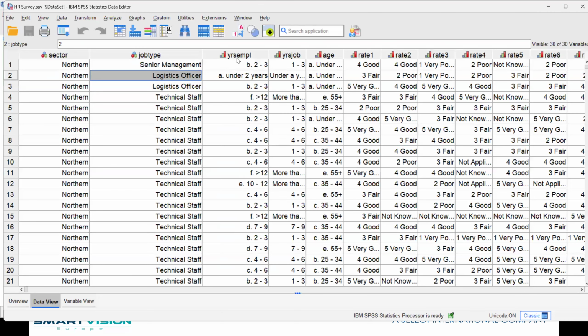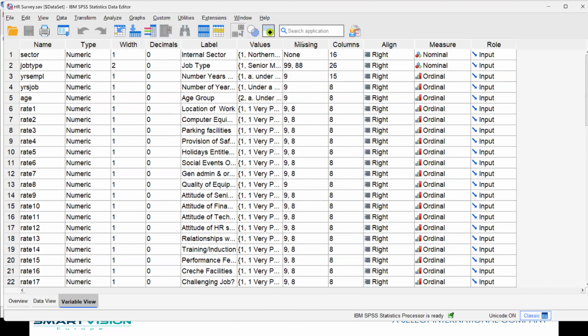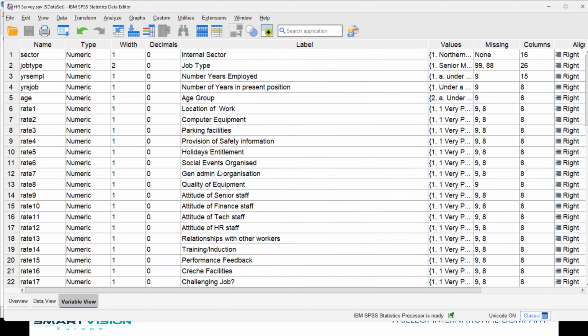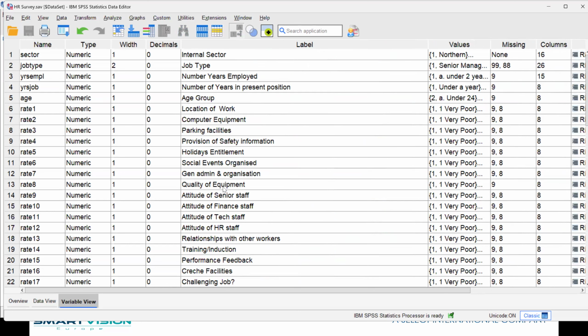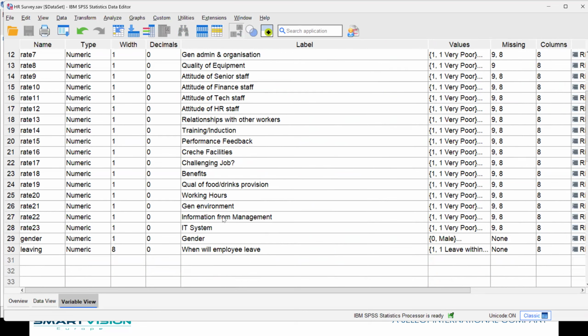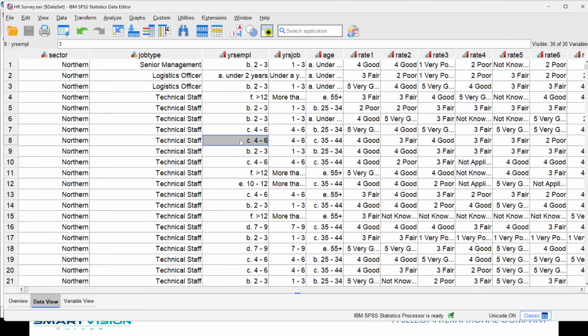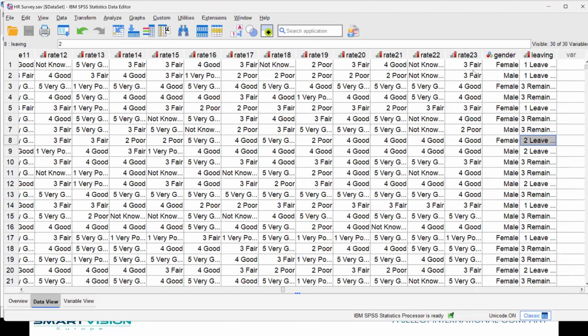We've got years employed, and then we've got a whole bunch of fields here, which are rating scales. And if we look at the names of the rating scales here, you can see it's things like, what's your level of satisfaction, or how positive are you with admin and organization, attitude of senior staff, attitude of finance staff, attitude of tech staff, relationship with other workers, training and induction, performance and feedback, crash facilities, challenging job. We've got a variable here like gender. And then we've got this critical variable at the end, which is basically asking them, how long do you intend to remain with the organization?